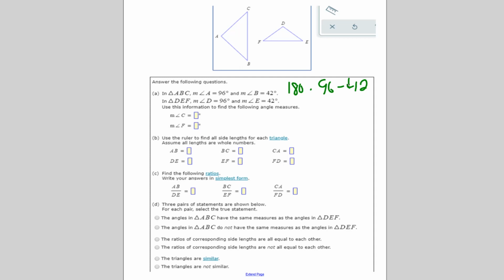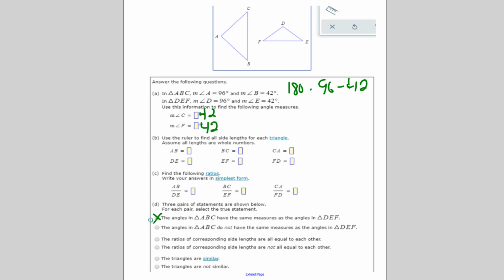So 42 is the first angle. So that's C. Now, if you notice, the other two angles in this problem are exactly the same. So I can just put in that answer to that. So that's also going to be 42. Once we get the angles part done, we can actually answer the first part of question D. The first part of question D is looking at the angles. If the angles are the same, we mark that they are the same.